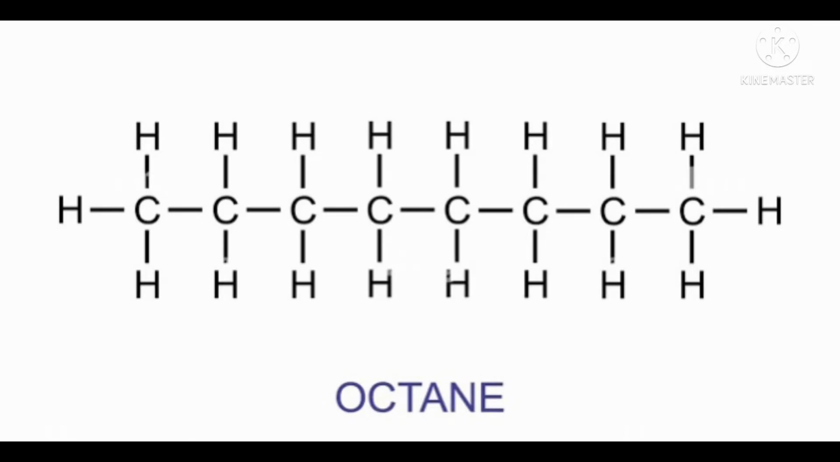The second property we're going to look at is the catenation property. This is the most outstanding, unique property of carbon. It allows carbon to combine with itself and form long chains of carbon atoms, forming organic compounds, also known as carbon compounds. For example, C8H18 is octane, a constituent of petrol. It has a chain of 8 carbon atoms.